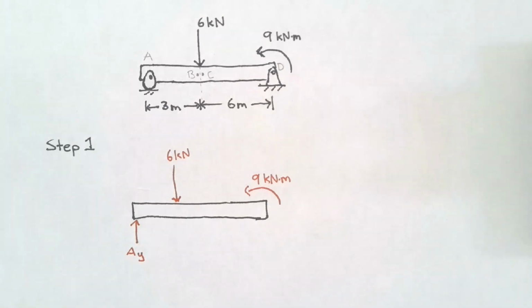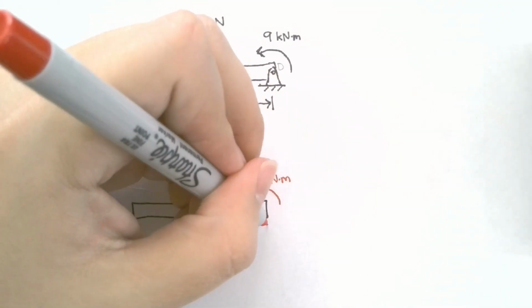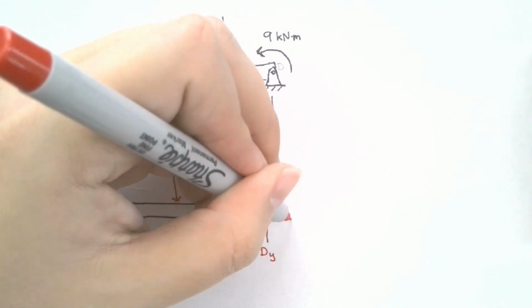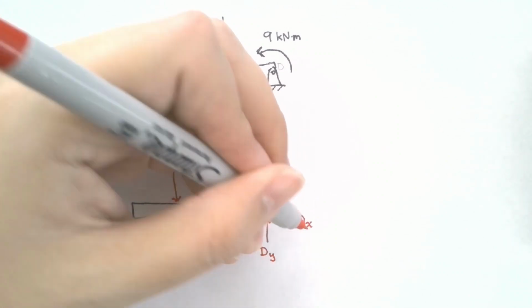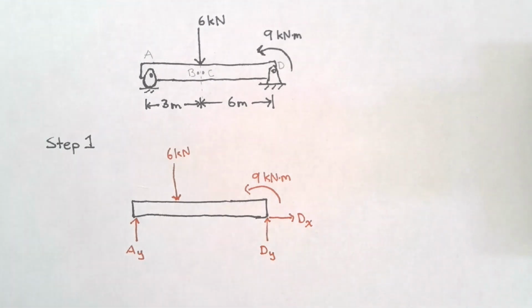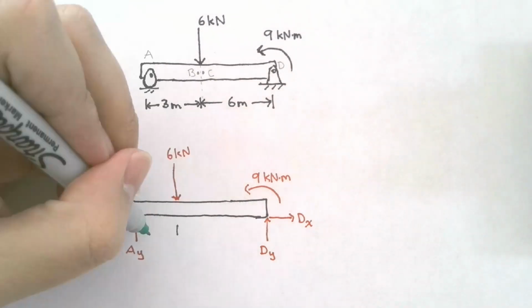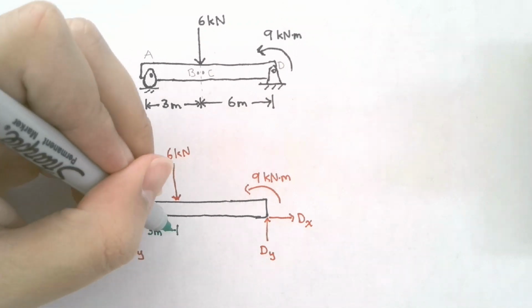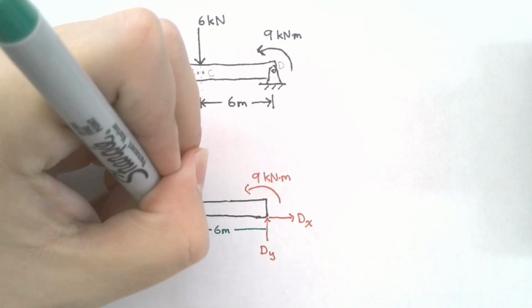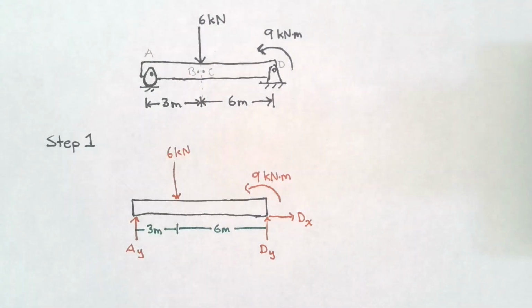And point D is a hinge. Now we know that hinges provide reactions in the vertical and horizontal directions. I'm going to write a couple of dimensions. And there we have our free body diagram.